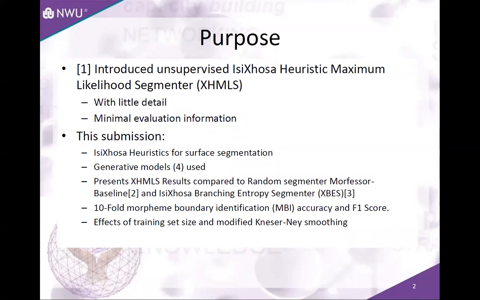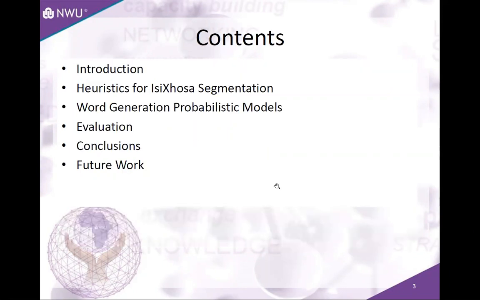In that work, we didn't really provide much evaluation information. In this work, we provide much more rigor. I will go through a bit of introduction on the language, then I'll talk to the heuristics that we use, and then the generation probability models that we use, and evaluation and conclusions, and maybe future work if I've got time.